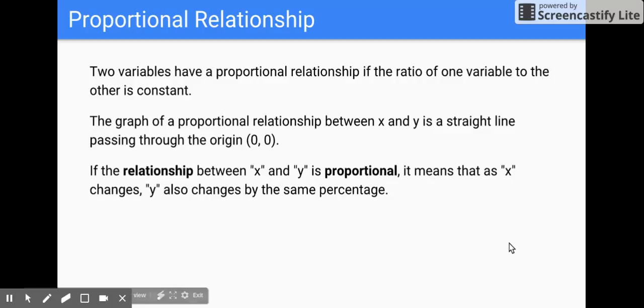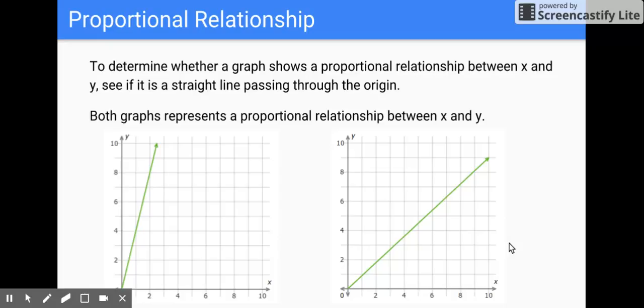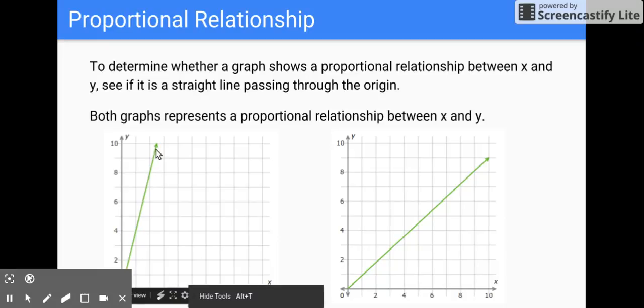Proportional relationships. Two variables have a proportional relationship if the ratio of one variable to the other is constant. The graph of a proportional relationship between x and y is a straight line passing through the origin 0, 0. If the relationship between x and y is proportional, it means that as x changes, y changes by the same percentage. So the major difference between a proportional relationship and a linear one is that a proportional relationship has to go through the origin 0, 0.